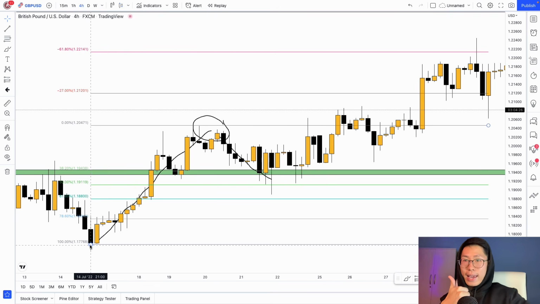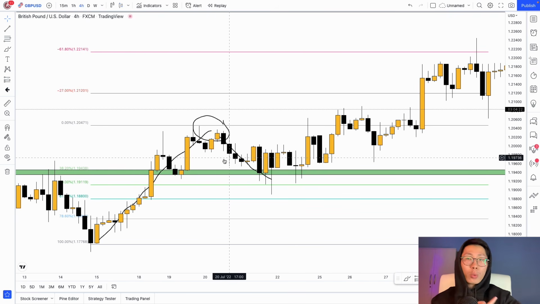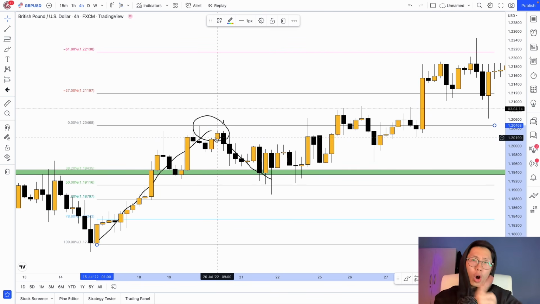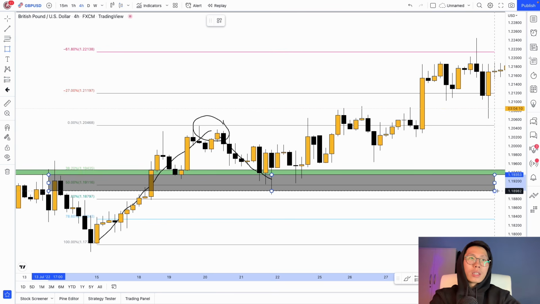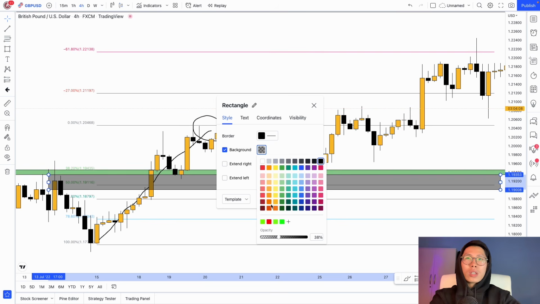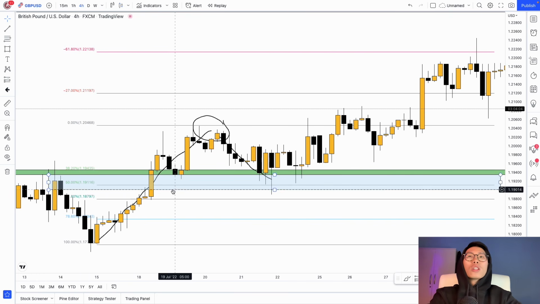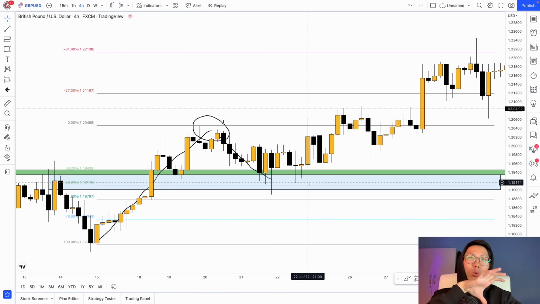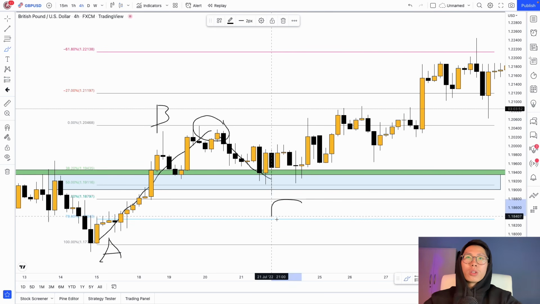So now we've got your A, we've got your B, and now we want to wait for price to form C, which is the retracement. So price retraced all the way down to the 50 extension level right here. This area right here, right? So this is your 50 extension level. So now that price retraced all the way down to this 50 extension level, we have your A, we have your B, and we also have your C right here.